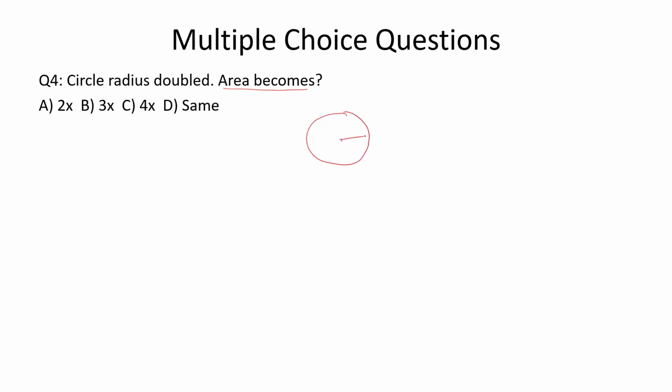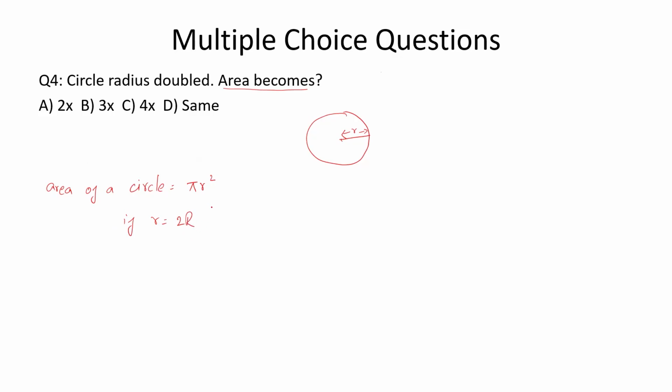And radius is from the center, say you connect it. So this is the radius. So what is the area of a circle? Area of a circle is given by pi r square, right? But what they are saying is the radius is double. So if r is equal to 2 capital R.